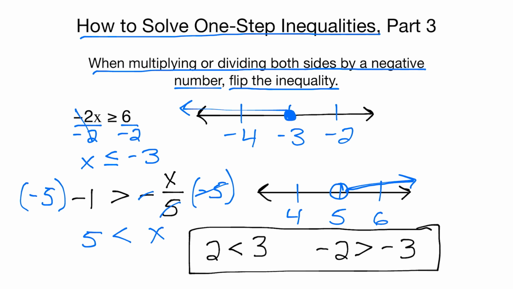Okay, so when you're solving inequalities and you have a negative in front of your variable, that means you have a negative letter, a negative number attached to your letter, you know you're going to have to flip the inequality.